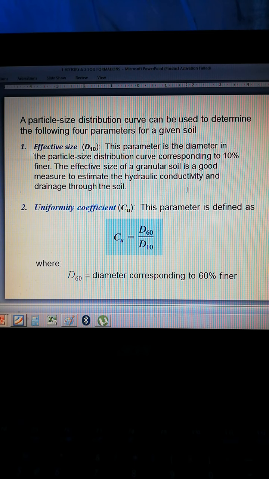Now, we say that our soil has voids, and these voids are interconnected.